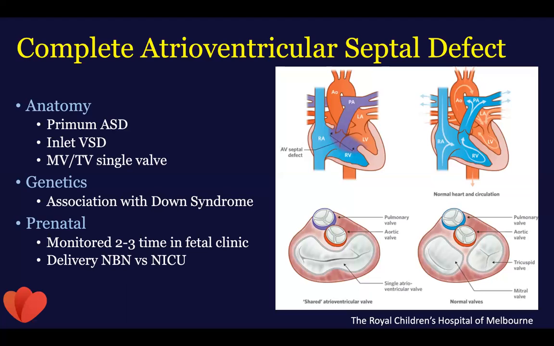It's associated with Down syndrome, and these patients usually are seen 2 to 3 times in fetal clinic and can be born in the newborn nursery or the NICU, depending on the institution.